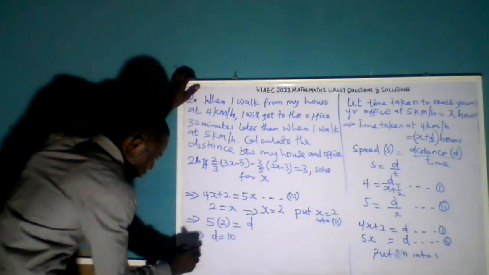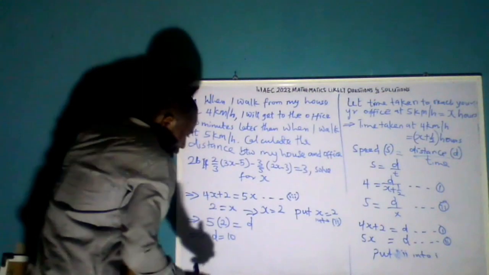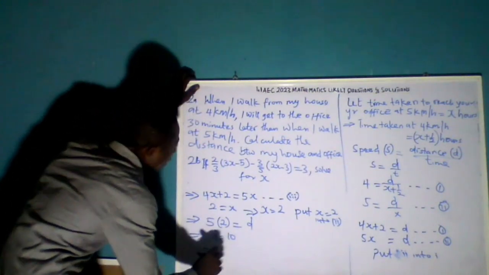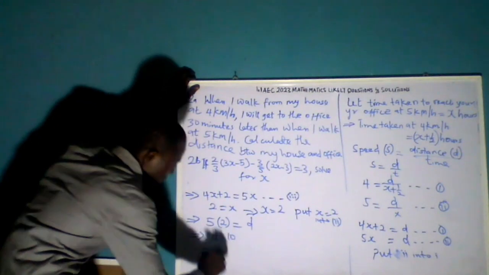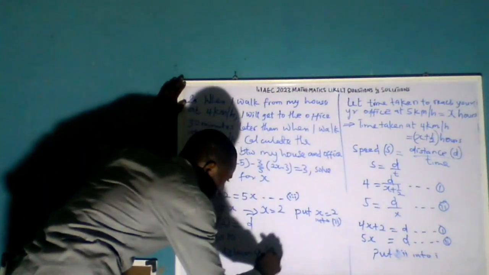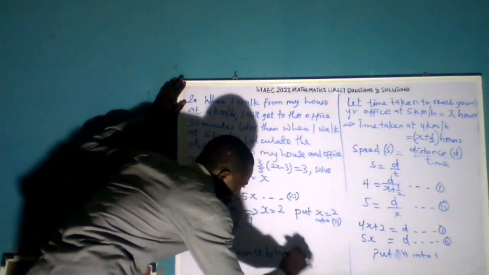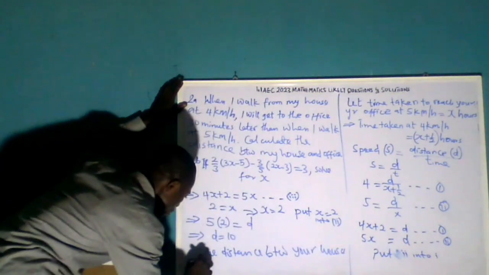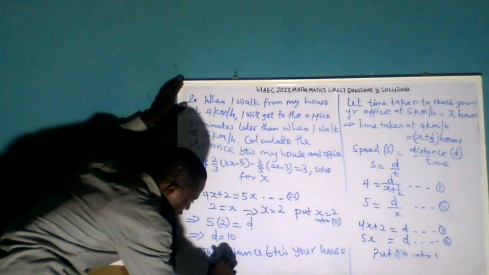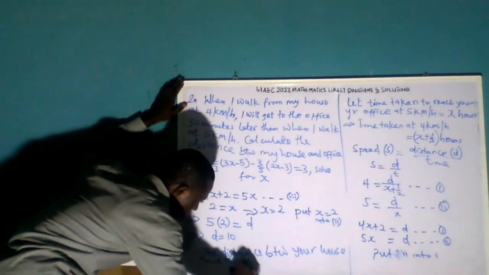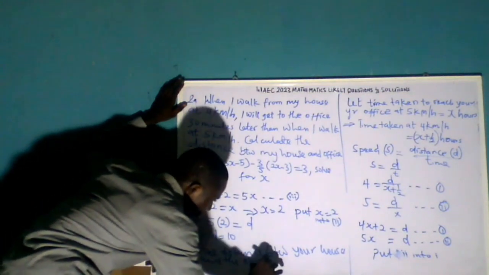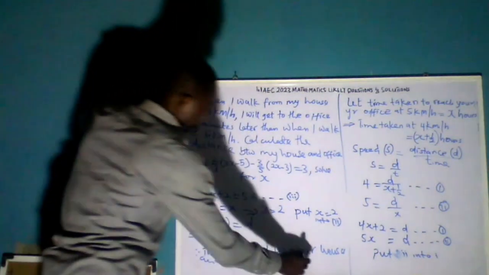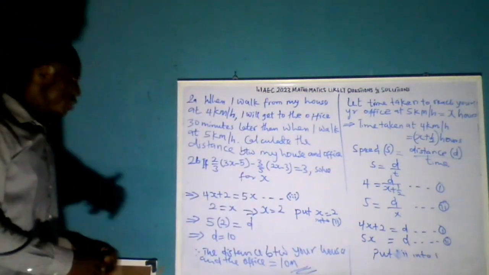Therefore d, the distance between your house and the office, is equal to 10 meters. So we are done with that.